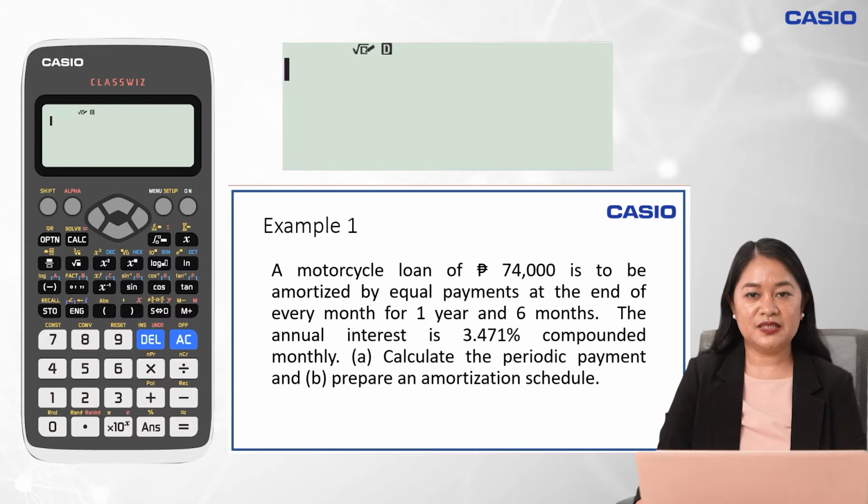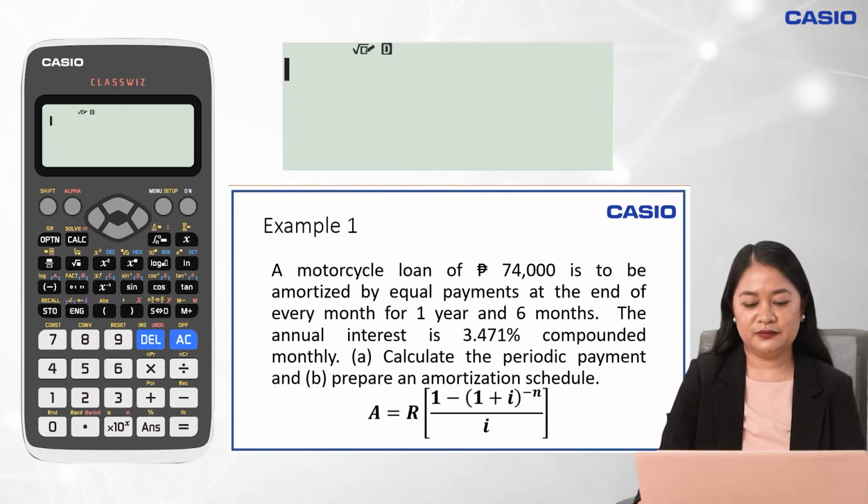For example, in this problem, the given are present value of 74,000 pesos, period of time of 1.5 years, number of conversion periods per year of 12, since the payment is to be made every end of the month, that is 12 times in a year, and interest rate of 3.471%. Before constructing an amortization schedule, we need to calculate first the periodic payment, and since this problem involves a simple ordinary annuity, we will use this formula.